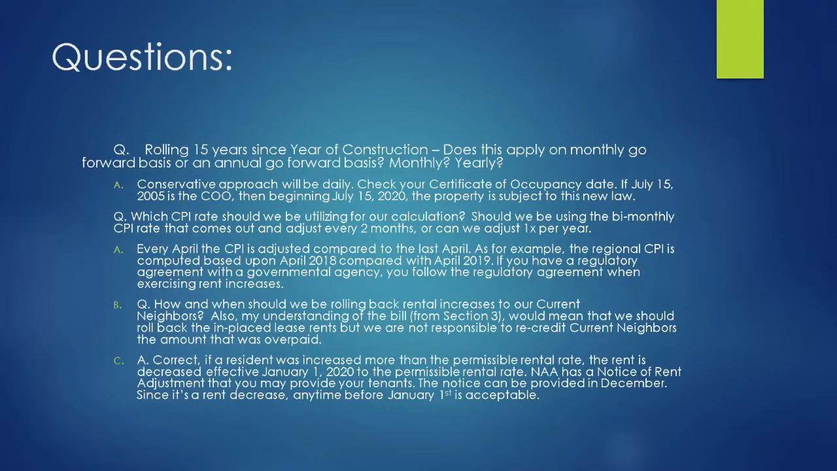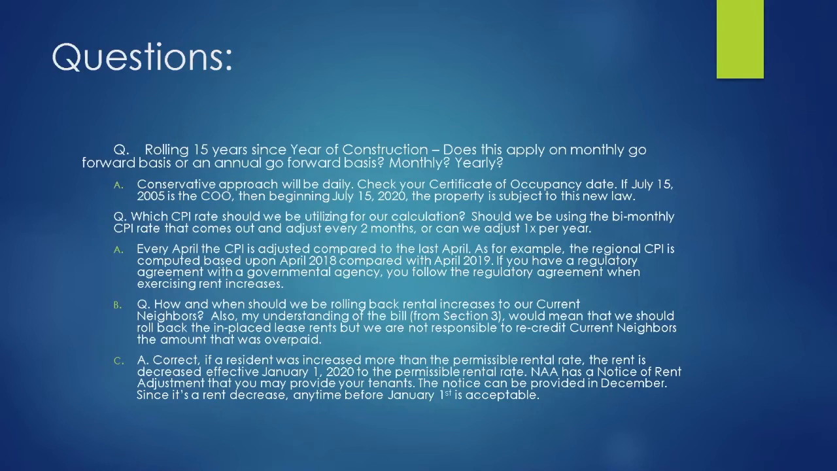If you have a regulatory agreement with a government agency, you follow the regulatory agreement when exercising rent increases. For those counties that have the bi-monthly CPI, for the odd months, the recommendation, at least at this point, is to look to the March 2018 to the March 2019 as your CPI increase. And I think that's the more conservative approach at this point in time.